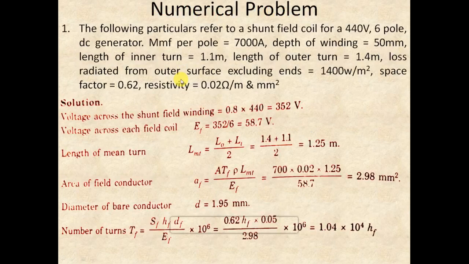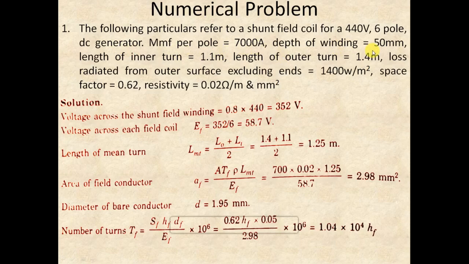Now let's see some problems associated with the design of shunt field winding. Let's see the first problem. In this problem, it's actually a shunt field winding design. The machine parameters are given. The rated voltage is 440 volt. It's a 6-pole DC generator. MMF per pole is given as 7000 ampere.